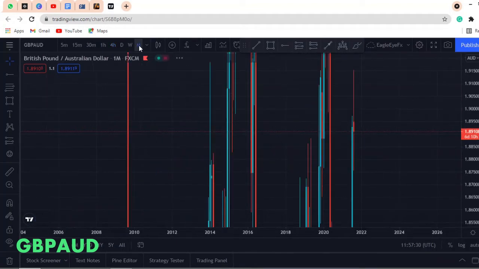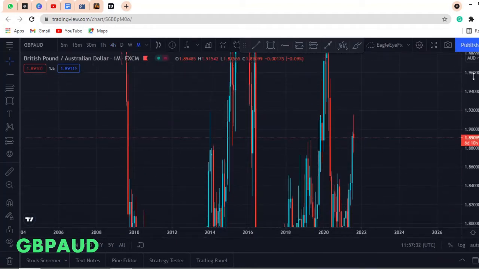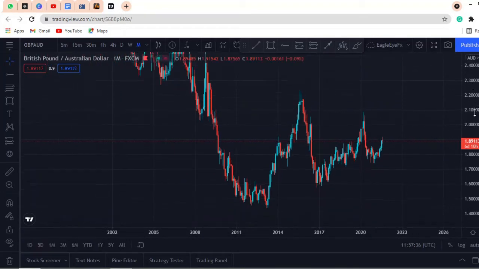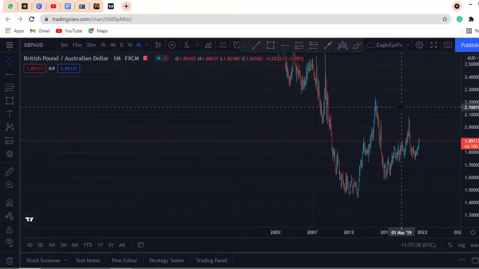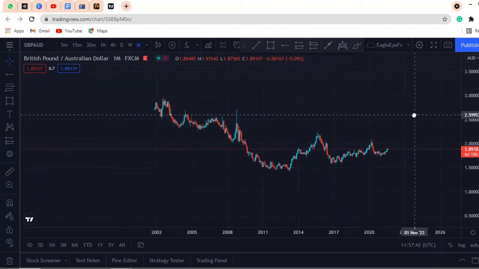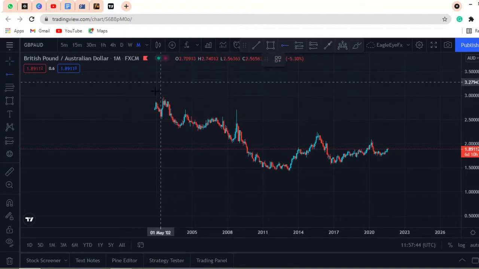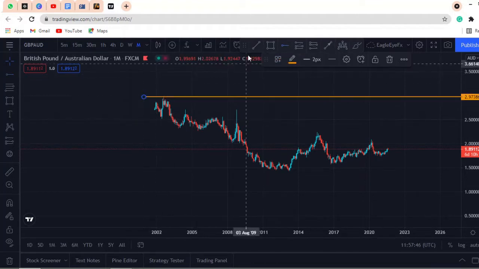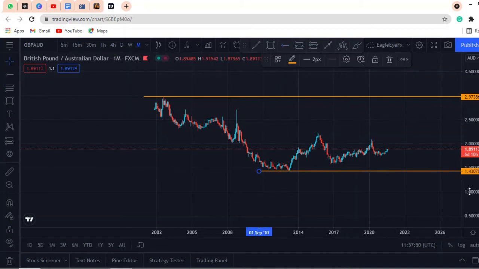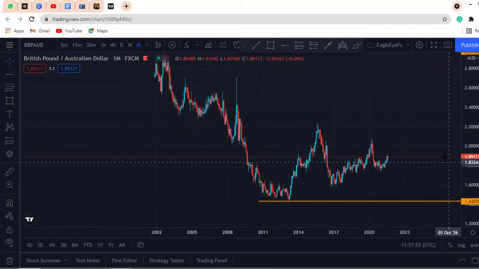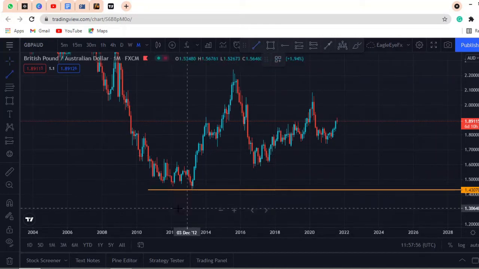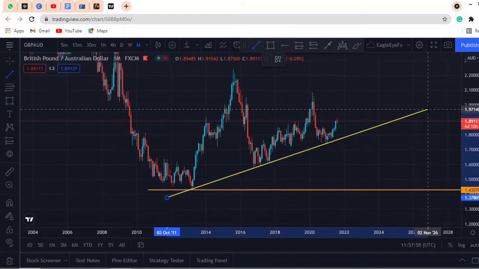GBPAUD, monthly time frame as usual, to try and get a general direction of the market. And from what you can see, GBPAUD has been on a bullish movement. So this is the highest and this is the lowest on GBPAUD.